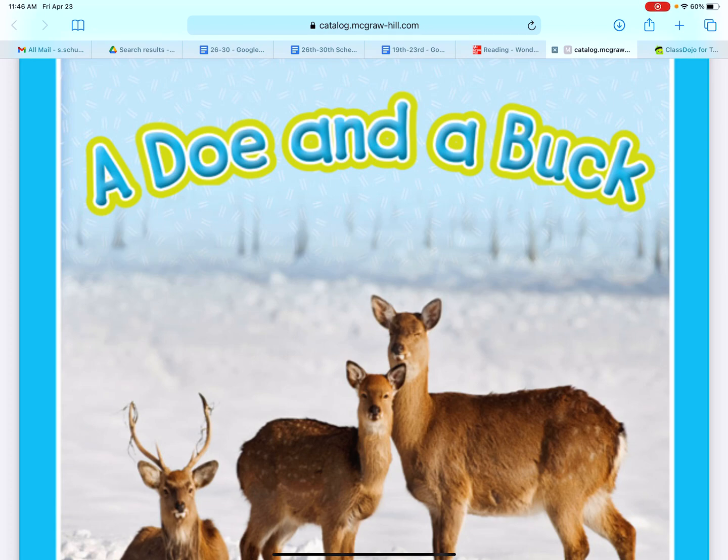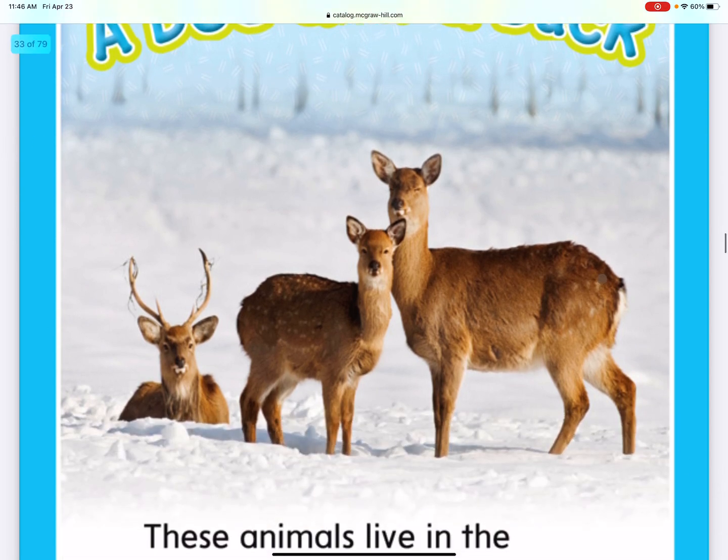Students, today in language arts class, we are going to be reading the story, A Doe and a Buck. And if you look on the cover of this book, what's going on in this picture? What's it showing? It's showing real life deer in the wintertime.